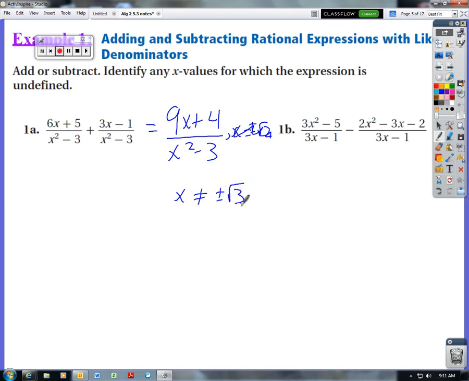And on this one, hopefully you distributed the negative and changed that to plus and minus. That's going to change that sign, that's going to change that sign. And then when you add all this stuff up, you should have gotten x squared plus 3x minus 3 all over 3x minus 1, and x cannot equal 1/3.